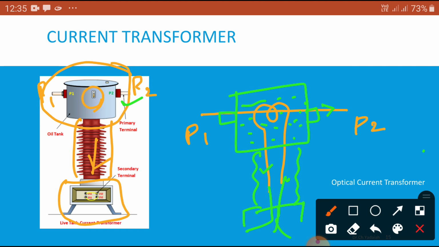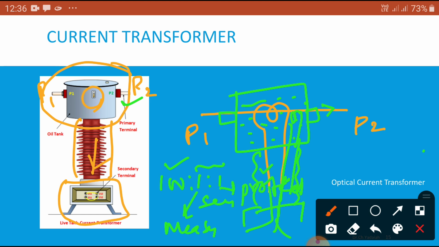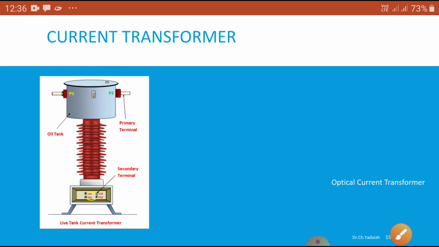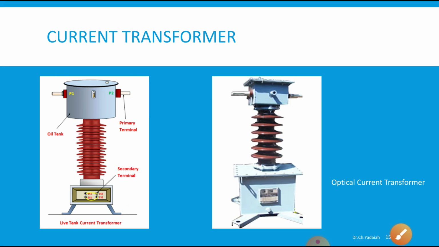Sometimes you can use two secondaries also. Sometimes you can take another secondary also. So that means 100:1:1. That means here 100 is the primary, 2 are the secondaries. One can be used for measuring purpose and another used for protection purpose. Okay, protection purpose. Now you can practically see how the CT is placed in a 33 kV line.